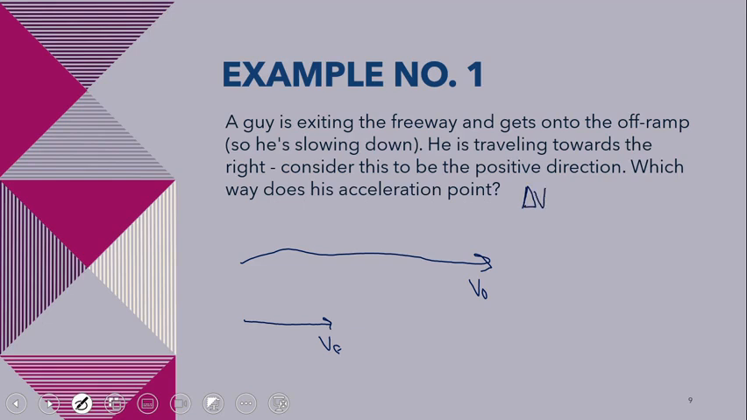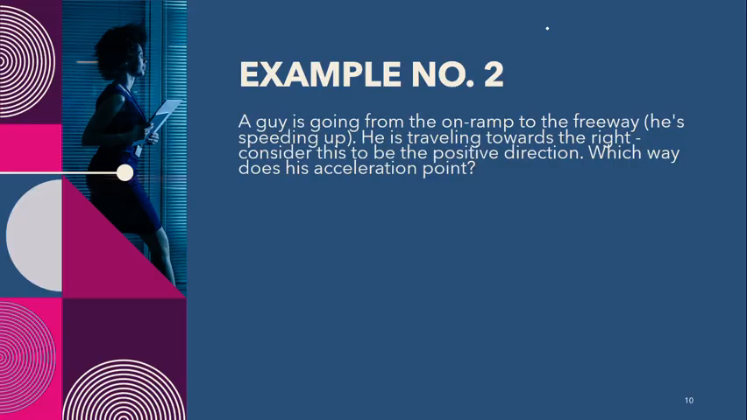Now, we know that the change in velocity is what you add or subtract from the initial velocity to get to the final. Since Bob is losing velocity, his change in velocity is going to be negative. Now, we also know that the direction of change in velocity is the same as the direction of acceleration. So since this direction is negative, acceleration's direction is also negative, and it points left.